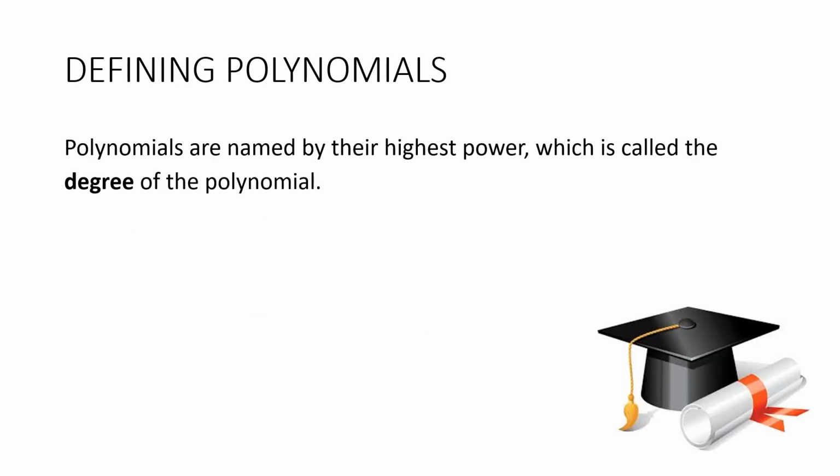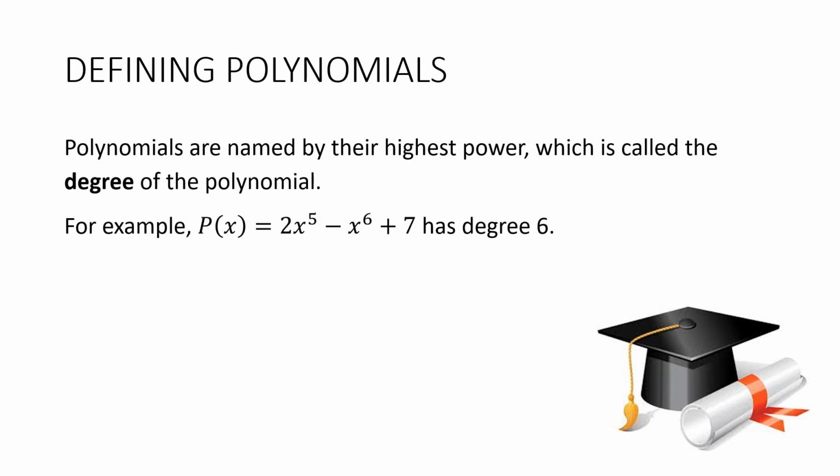Now, polynomials are named by their highest power, which is called the degree of the polynomial. So for example, p of x is equal to 2x to the power of 5 minus x to the power of 6 plus 7 has degree 6, because this is the highest power of x. You can see how I tried to trick you there by putting it in a different order.